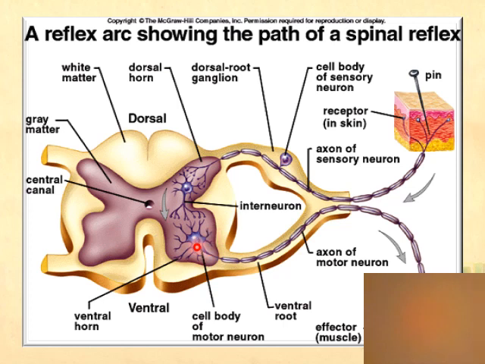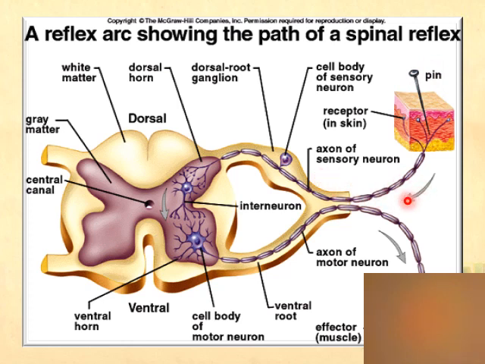Then the cell body of the motor neuron is going to take the motor information toward the axon in order to reach the muscle, which is the effector organ, in order to make a reaction. This is the pathway of the nerve message or nerve impulse during a reflex action. This is what we call the reflex arc.